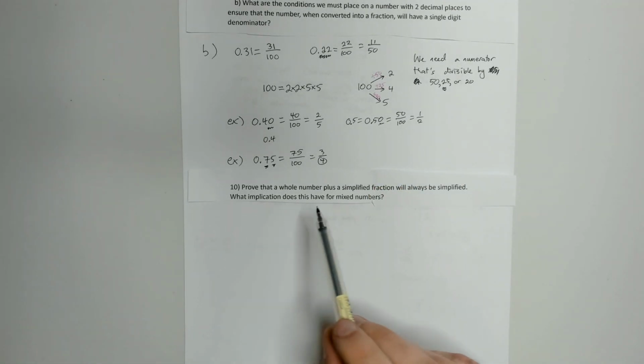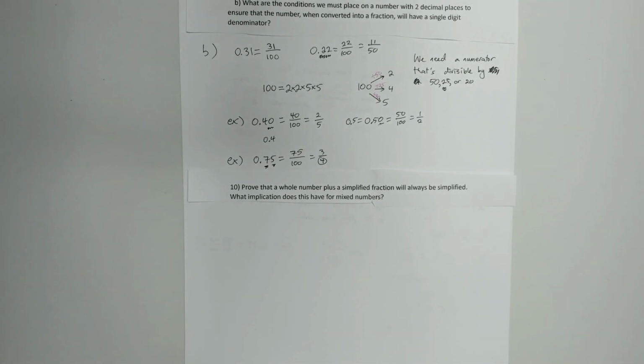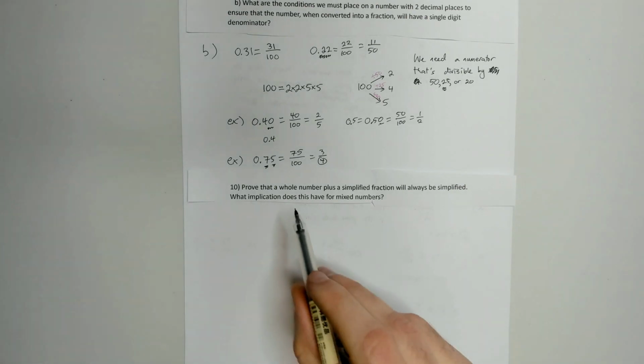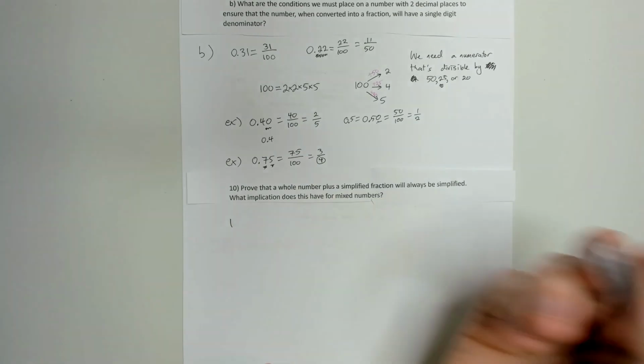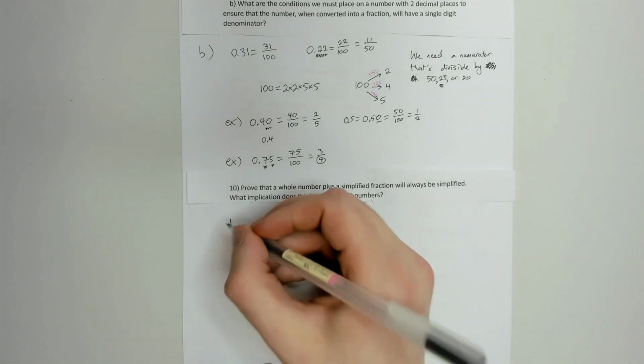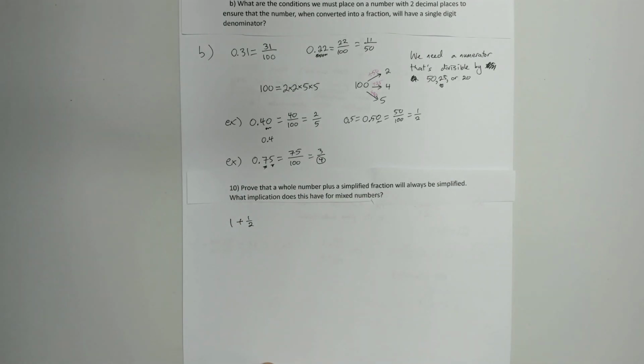So this says, prove that a whole number plus a simplified fraction will always be simplified. What implication does this have for mixed numbers? Okay, so we've got a whole number, right? So let's say something like 1, to keep it simple, plus a simplified fraction, let's say a half, so 1 plus a half. And it's saying, okay, that will always be simplified.